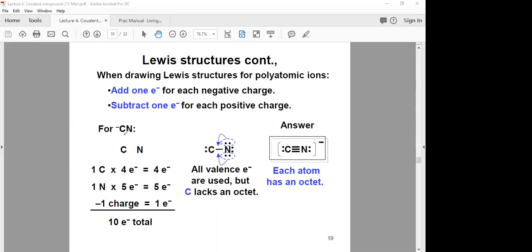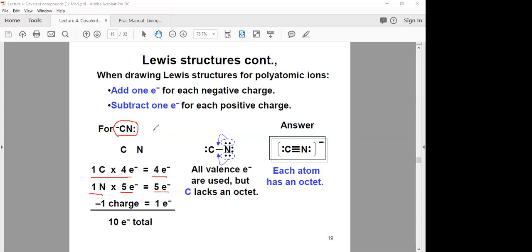And we're going to look, as I said, at the polyatomic ion cyanide, CN with a single negative charge. Let's start by looking at the atoms and their valence electrons. 1 carbon, 4 valence electrons for a total of 4. 1 nitrogen, 5 electrons for a total of 5. And then, of course, we have a single negative charge. Does that mean that this particular polyatomic ion has gained or lost an electron?